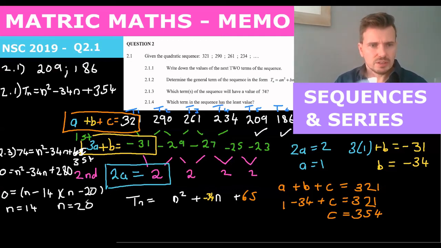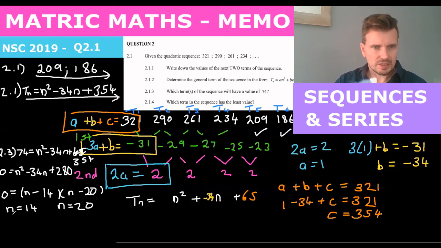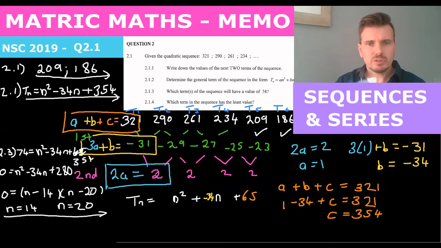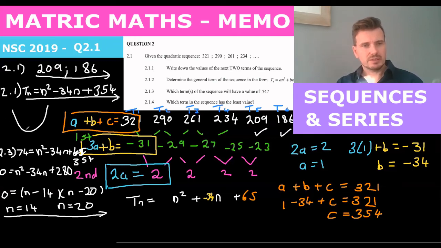Okay, now question 2.1 was here. Question 2.1 answer was here, and then this was 2.3. Now, 2.4, which term has the least value? Well, remember that this quadratic sequence is like a quadratic equation. And we know a quadratic equation looks like a parabola. Okay? We can find the minimum of a parabola. So I'm not going to draw the axes. So the minimum will be here.